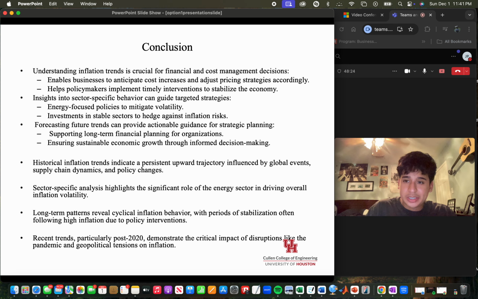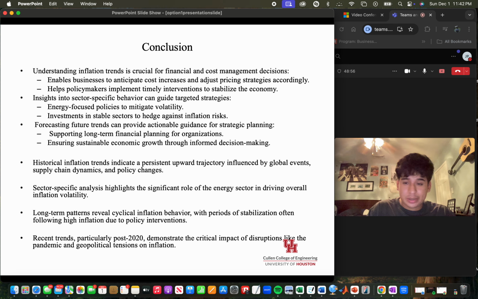Insights into sector-specific behavior can guide targeted strategies: energy-focused policies to mitigate volatility, and investments in stable sectors to hedge against inflation risk. So forecasting can also do this. It can help you invest in the right sectors that can guarantee you stability. They guarantee that inflation won't affect them. There are a lot of things you can invest in and be safe. Forecasting can do this for you.